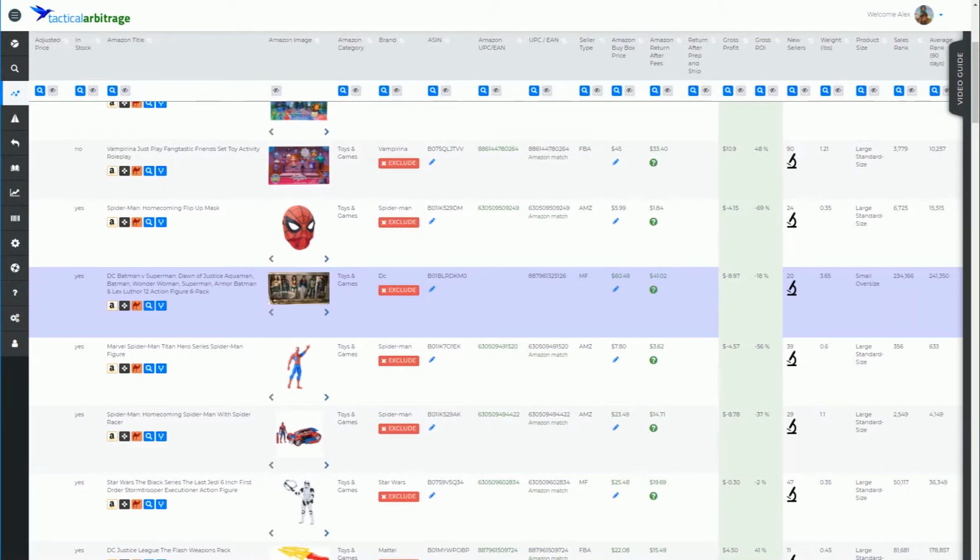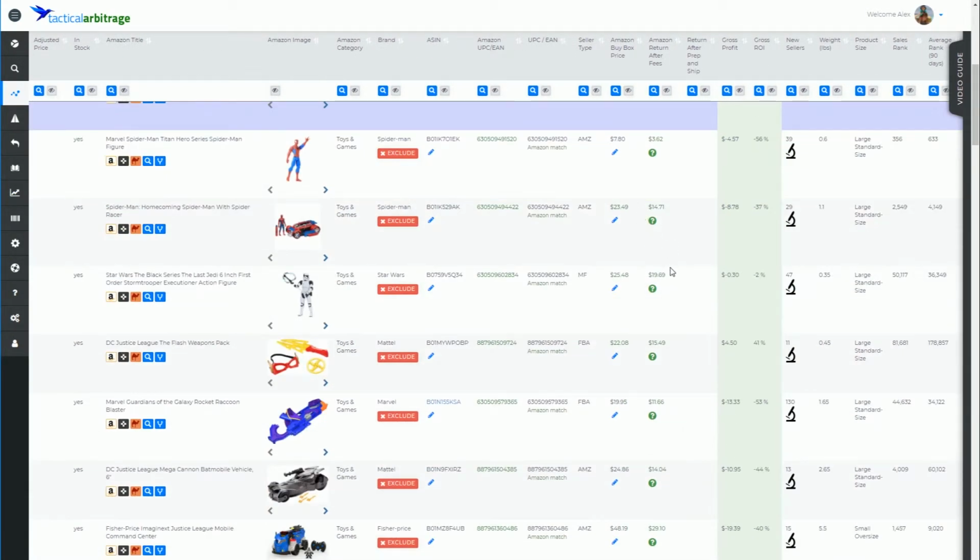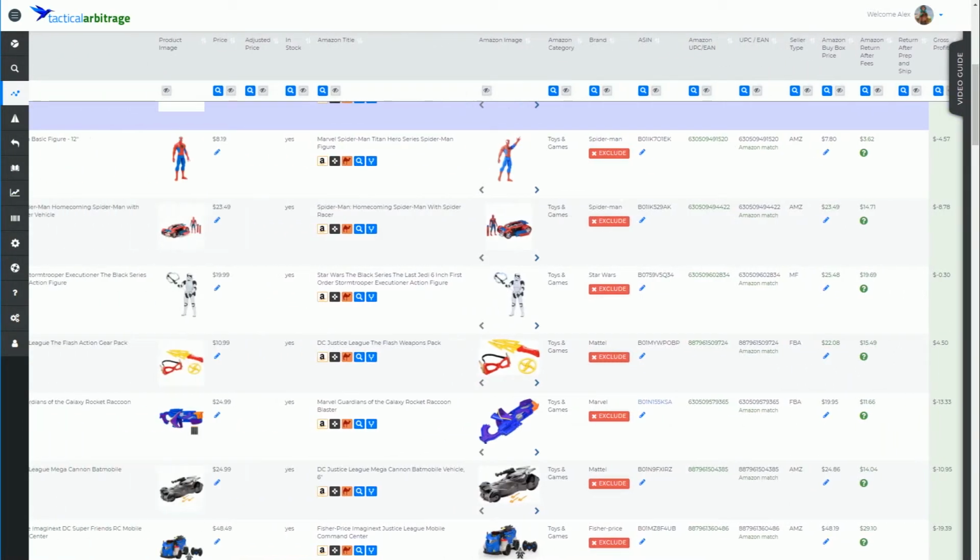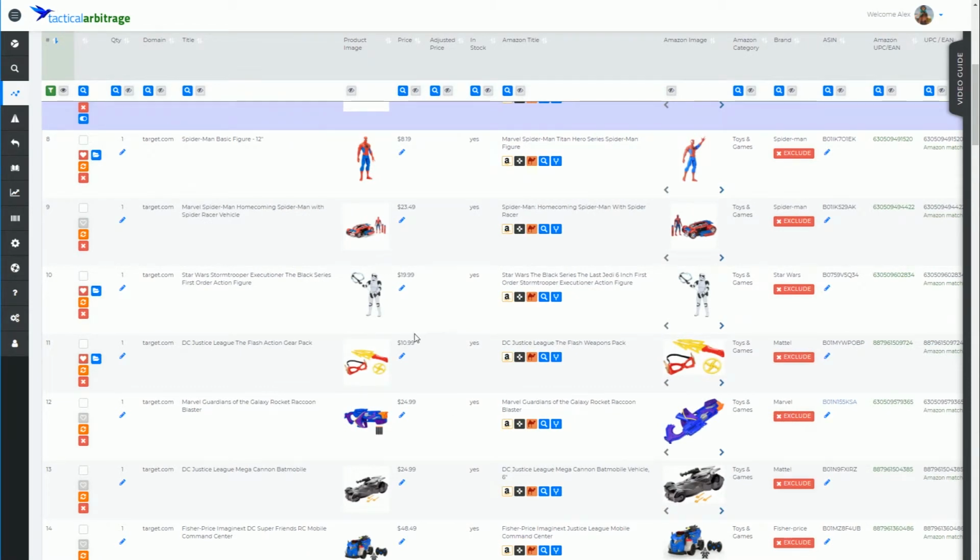So let's have a look at something over here that may already have a little bit of return on investment in it. You can see here that this DC Justice League weapons pack has a 41% ROI. And there's two places I can change the price. We'll go across first and use our wholesaler example. So it's a buy price at the moment of $10.99.